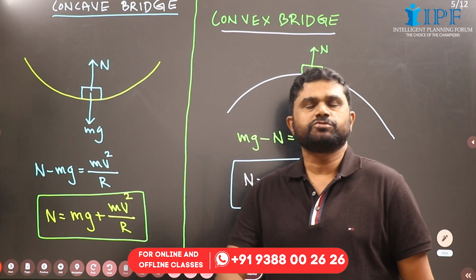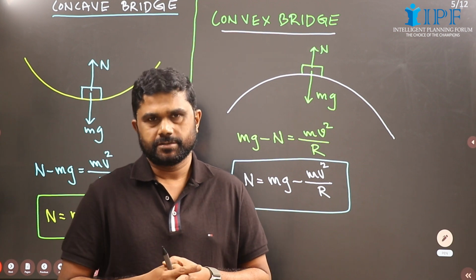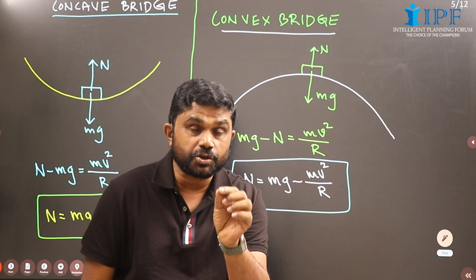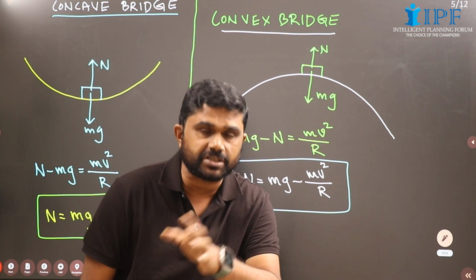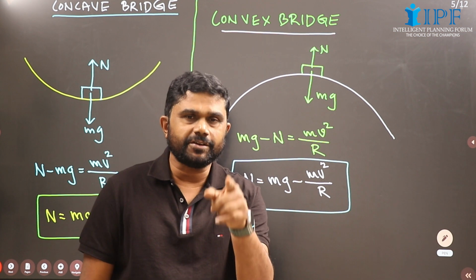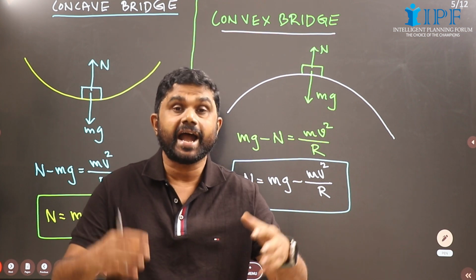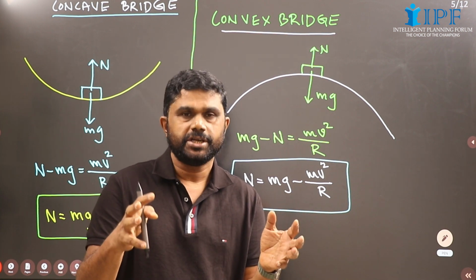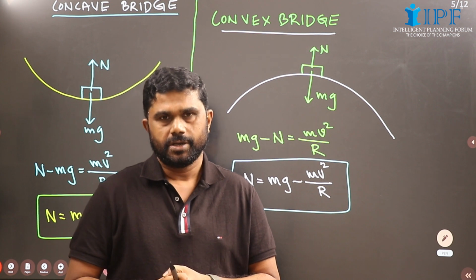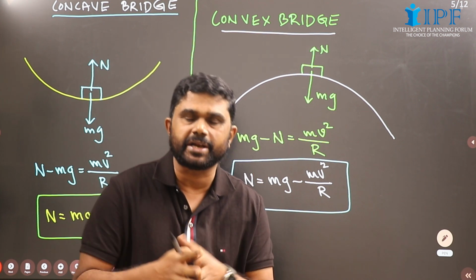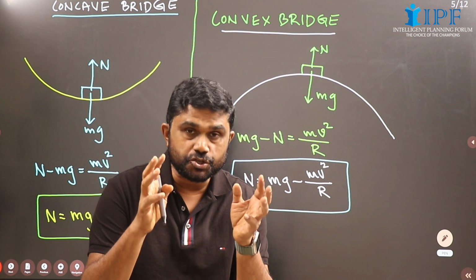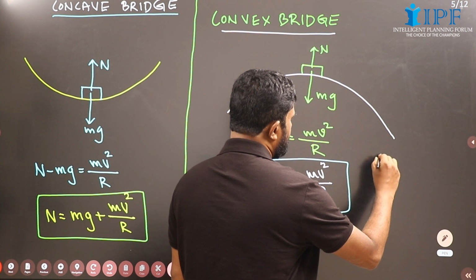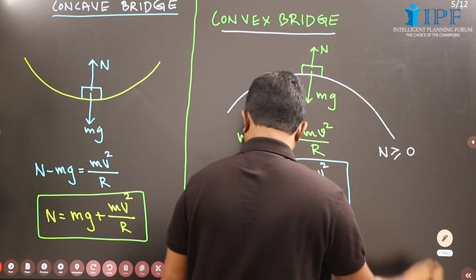Now what is the maximum speed with which the vehicle can cross the bridge? The vehicle should not lose its contact with the bridge. Normal reaction will be acting on the vehicle as long as it is in contact with the bridge. For safe crossing, it should not lose contact with the bridge, which means it should experience a normal reaction. So the condition is that the normal reaction should be greater than or equal to 0.